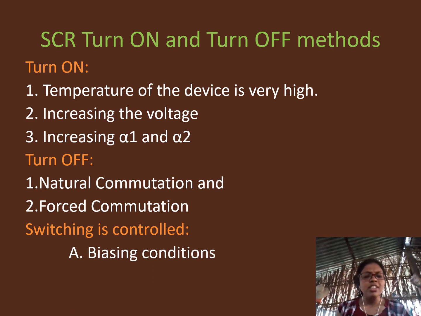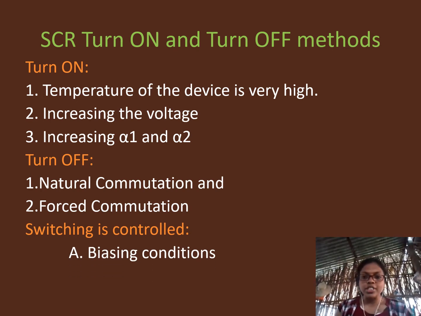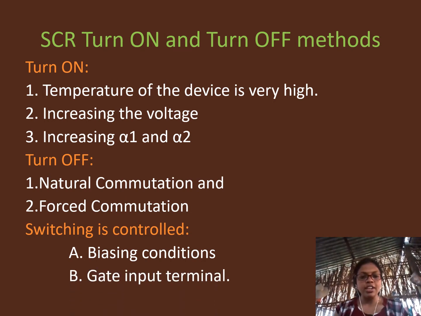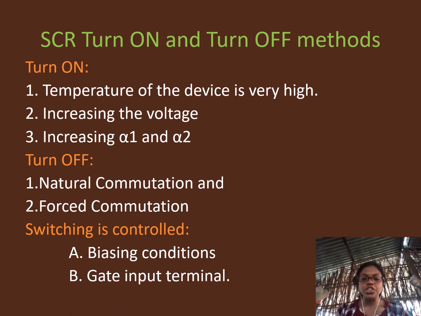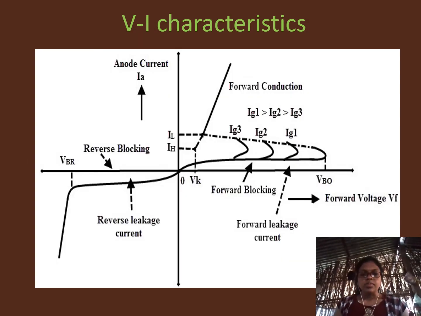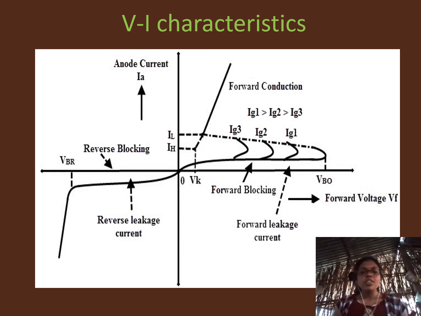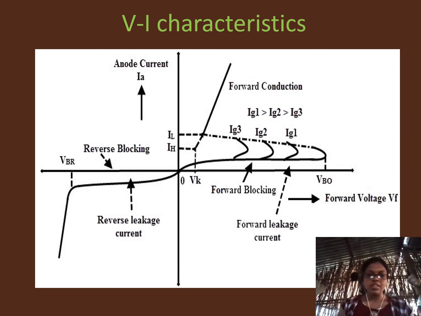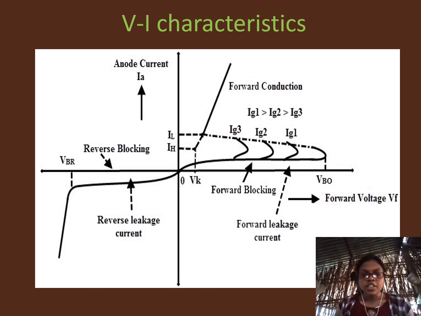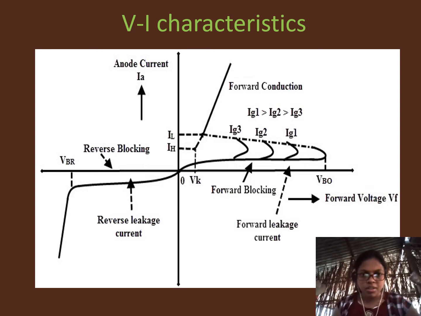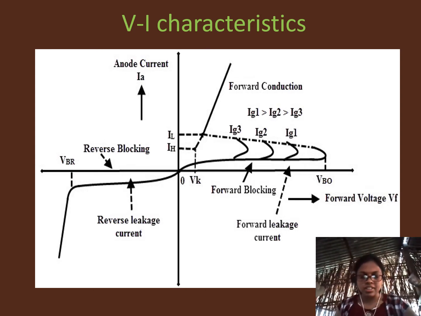And in this device we can control the switching action of the SCR. There are two types of switching action, the biasing condition and the gate input terminal. Silicon control rectifiers operate in two modes, forward conduction mode and reverse blocking mode. In this device you can see the graph. This graph shows the voltage and current characteristics.